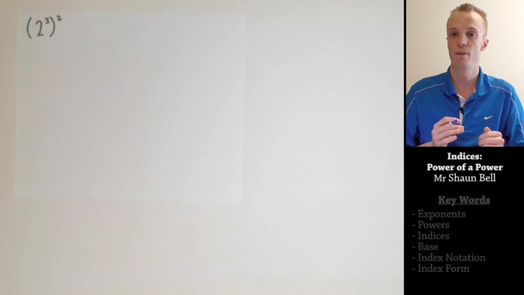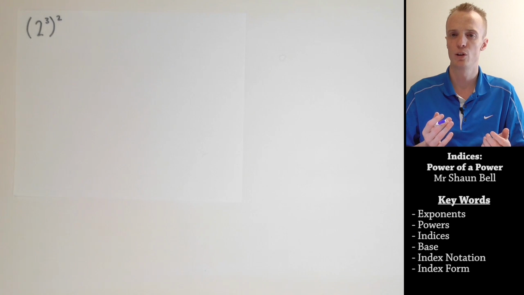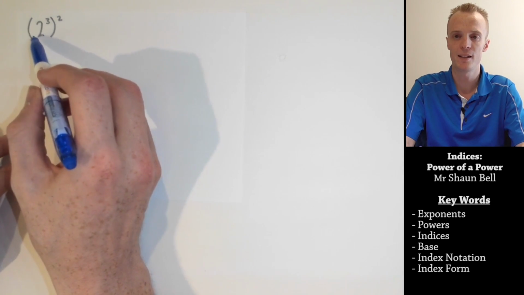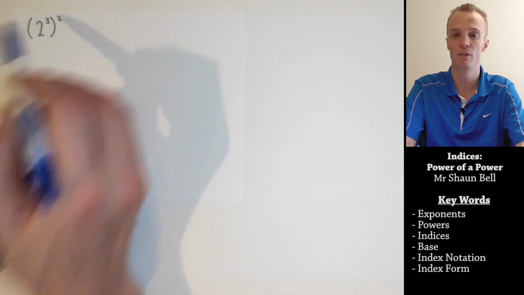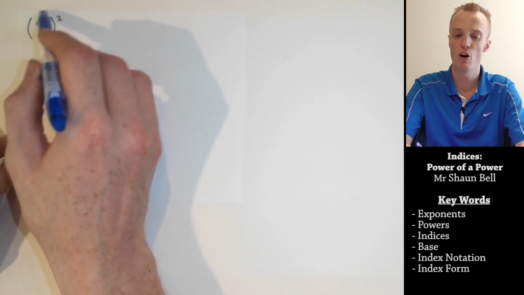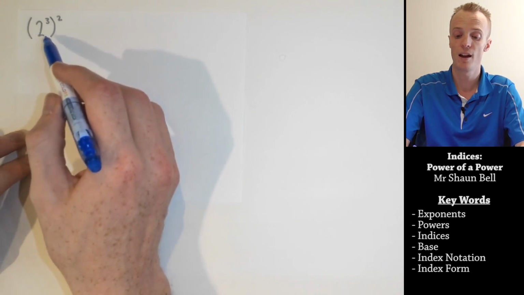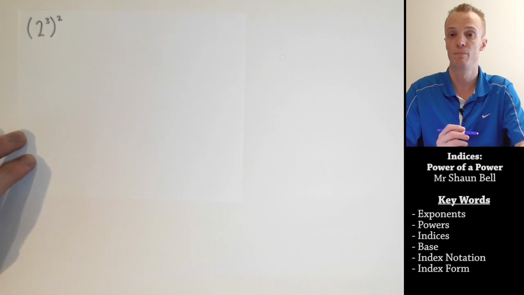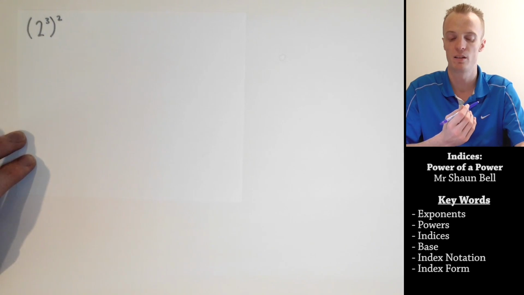So what I have in front of me right now is what we refer to as a power of a power. You'll notice that I've got a base here that has been raised to the power of 3. Then that whole indice has been raised to the power of 2. So let's begin to break this down.